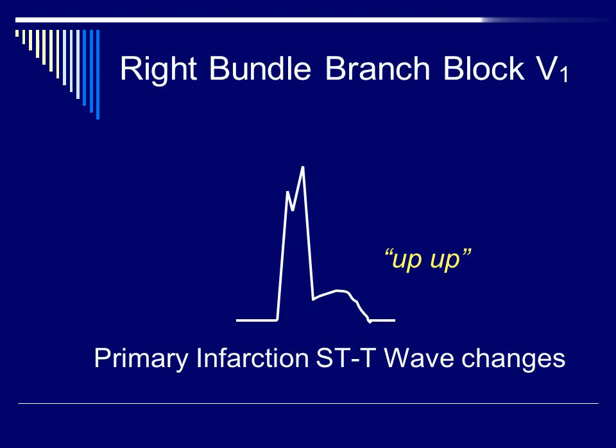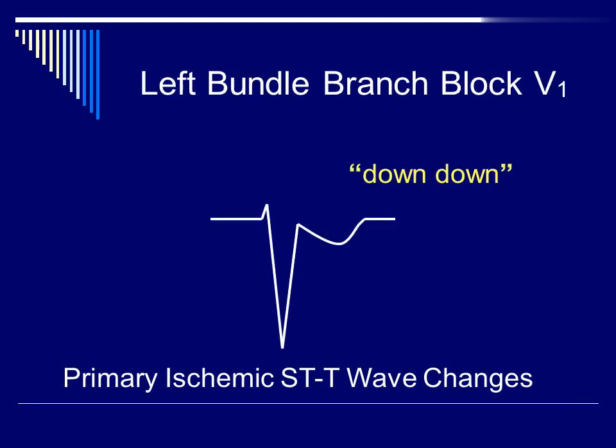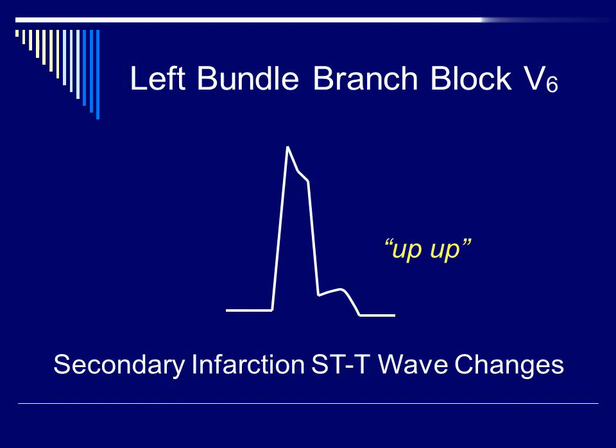Right bundle branch block V1: up, up. Primary infarction ST-T wave changes. Right bundle branch block V6: down, down. Primary ischemic ST-T wave changes. Left bundle branch block V1: down, down. Primary ischemic ST-T wave changes. Left bundle branch block V6: up, up. Secondary infarction ST-T wave changes.